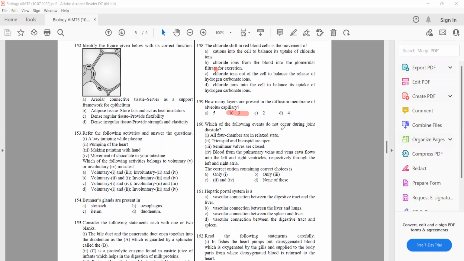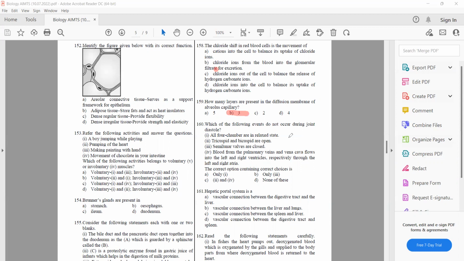160. Which of the following events do not occur during joint diastole? When we talk about the joint diastole, the first step is all 4 chambers are in a relaxed state, joint diastole. After that, the tricuspid and bicuspid valves open, where blood flows into the ventricles, and then from the atria it will be poured into the respective region.